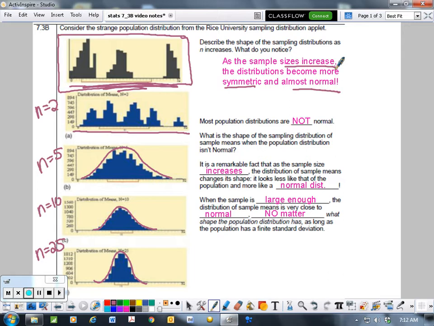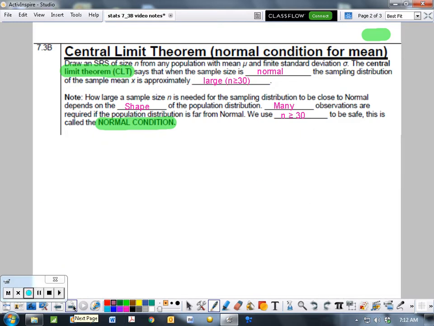So what does this mean? This means that as long as our sample is large enough, the distribution of the sample means is very close to normal, no matter the shape of the original population. So how are we going to use this every day? Well, we're going to use what we call the central limit theorem.